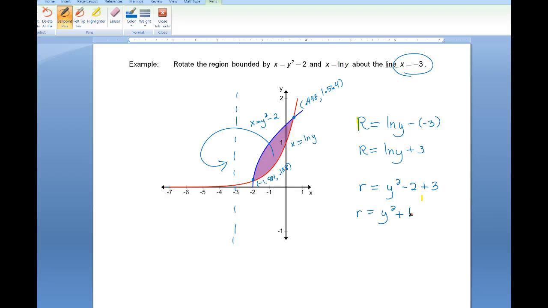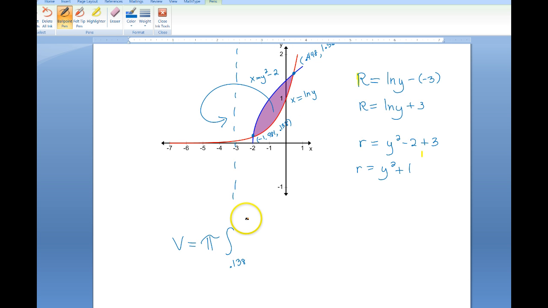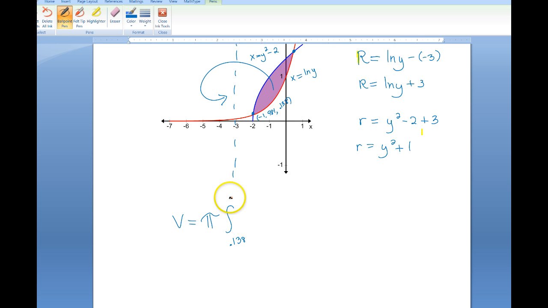Maybe I can clear it up. Let me finish these examples. Okay, so what's my volume setup going to be? Now my bounds have to change, right? So it's going to go from 0.138 to 1.564. And it's going to be (ln of y plus 3) squared minus (y squared plus 1) squared. And the whole thing is dy.